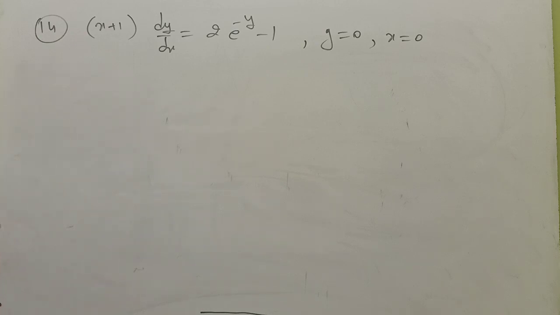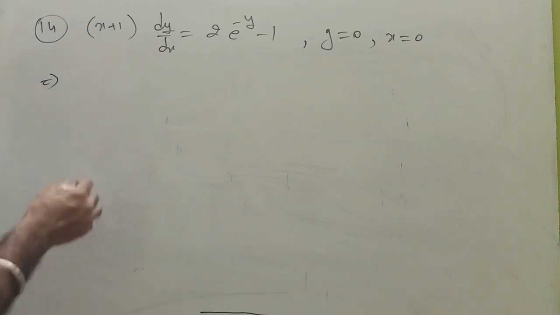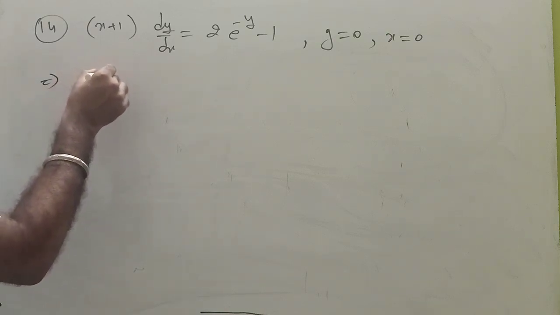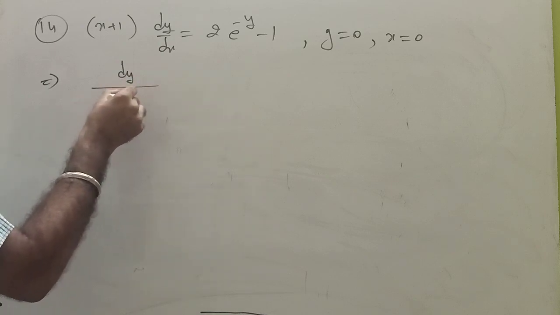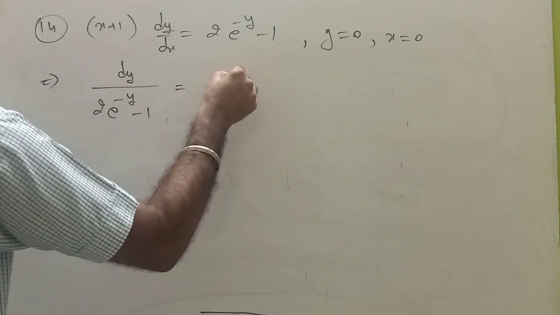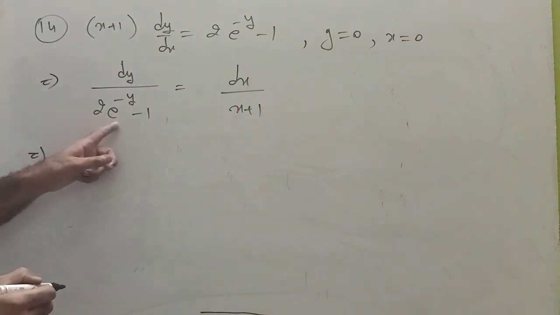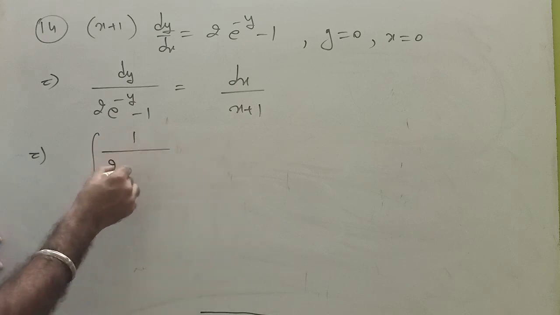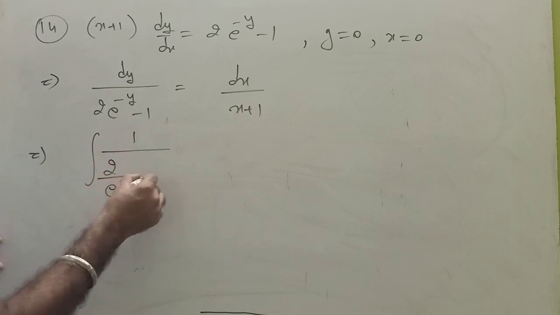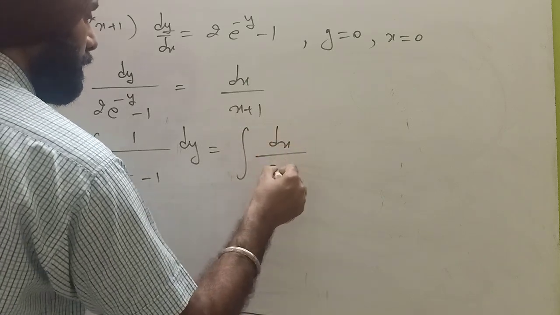Let us take question number 14. (x plus 1) dy by dx. Now this can be separated like this, dy over (2 times e raised to minus y minus 1) is equal to dx over (x plus 1). Then make it positive, 1 over (2 over e raised to y minus 1) dy is equal to dx over (x plus 1).